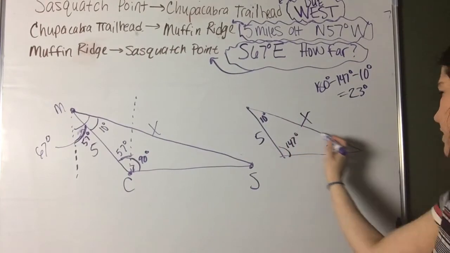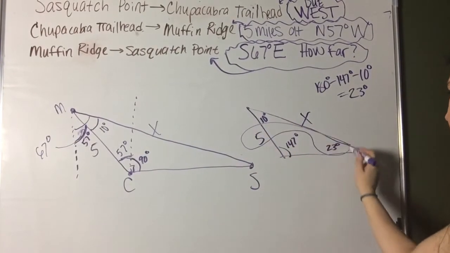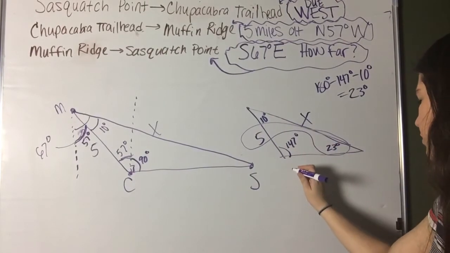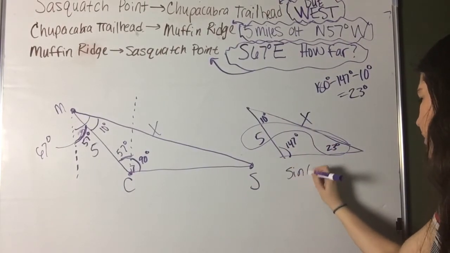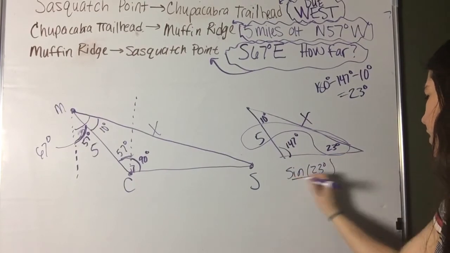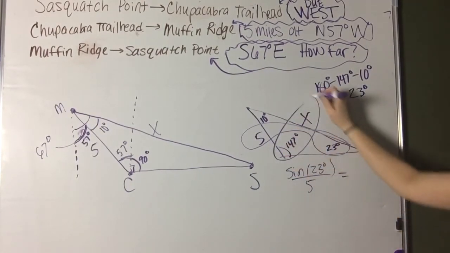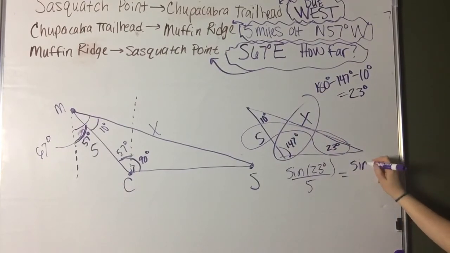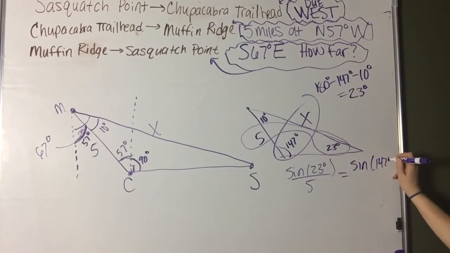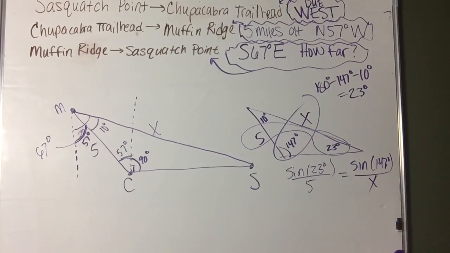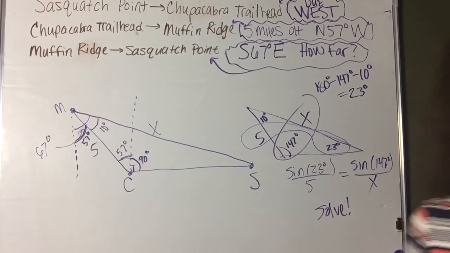Because we can use law of sines if we pair together the 5 with the 23. So sine of 23 degrees divided by 5 would have to equal sine of 147 degrees divided by x. And then you just want to solve. So I'm sure you can take it from there, right? All right, I hope that helped you.